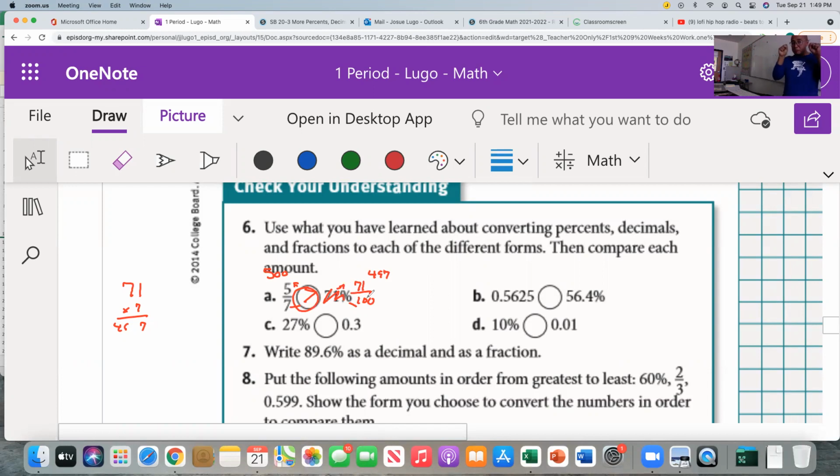I could have also changed both of them to a decimal or changed 5/7 into a percent. Some of these will be easier than others, but technically, as long as they're in the same form, you can compare them.